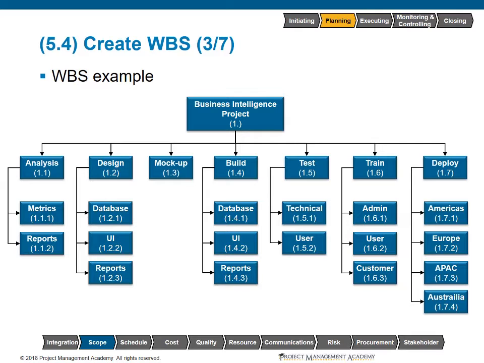So at the top, we have our business intelligence project. That is our deliverable. This is what we are trying to do. From here, we have various categories that we had possibly pre-selected as part of our scope management plan. And then at the very bottom here, we have our work packages. These are the things that cannot be further decomposed.